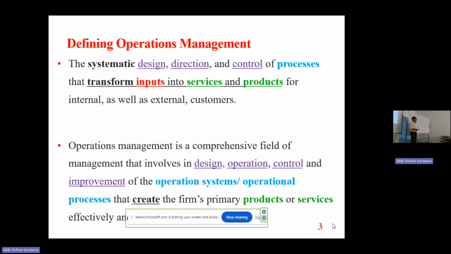Is that clear? I hope so. Write it down so that we can move forward. So, in manufacturing industries, operations are used to produce products.